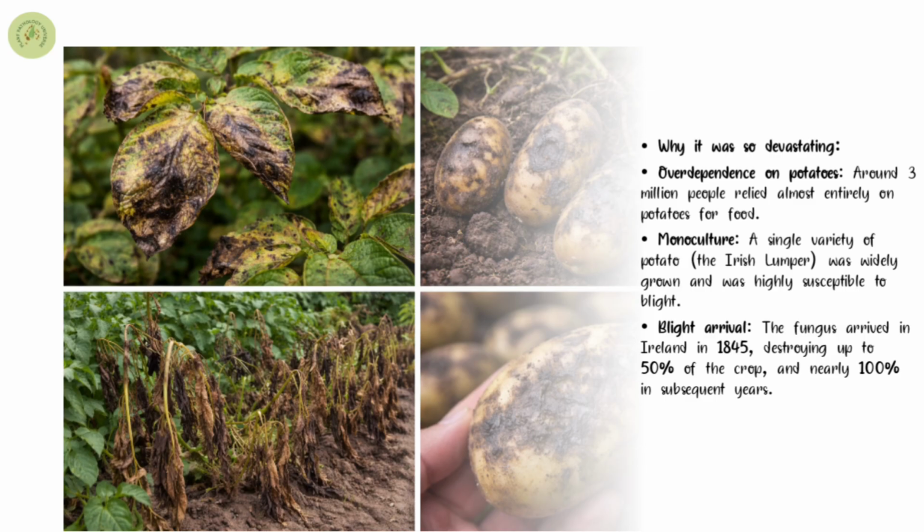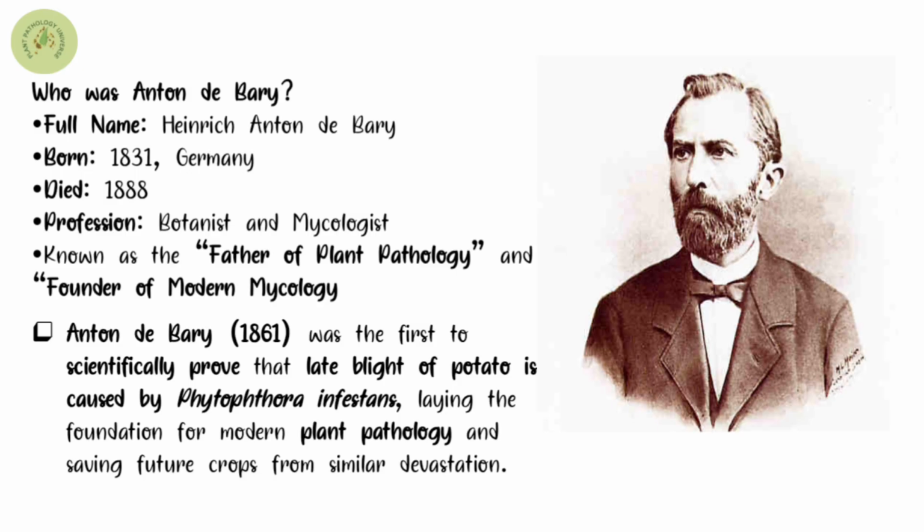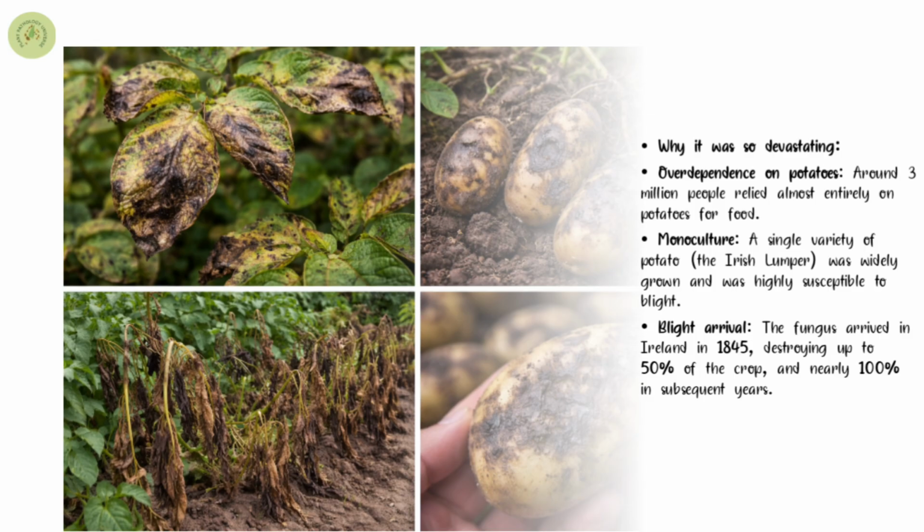Now there are three factors basically because of which this disease became so havoc-causing. The first factor was over-dependence on potato. As I already told you, the Irish people were completely dependent on the potato as their food crop. Since they did not have any other kind of crop, when this disease devastated the entire potato, they were left with no food.